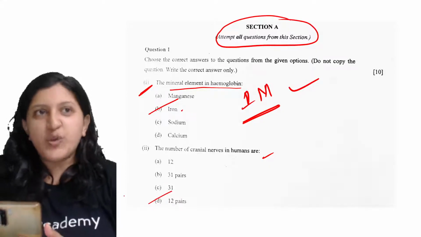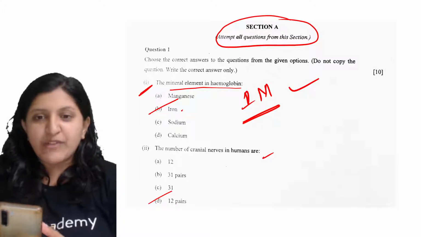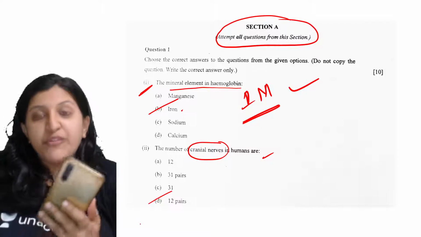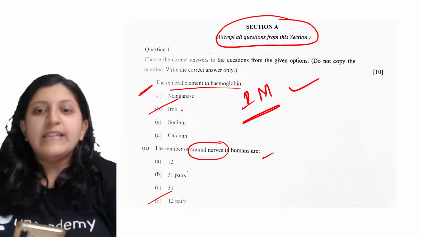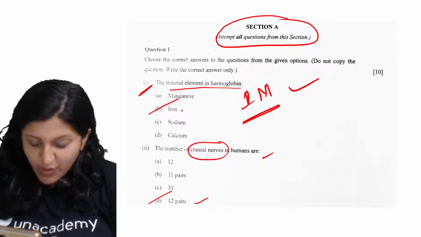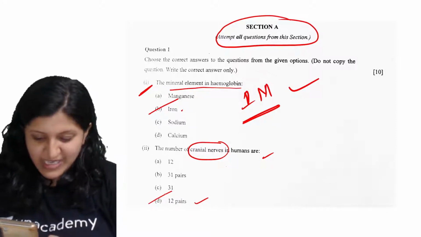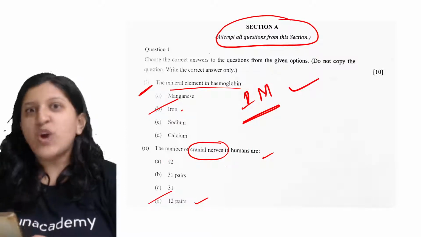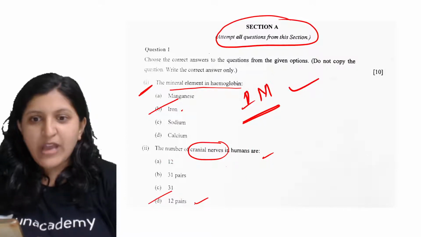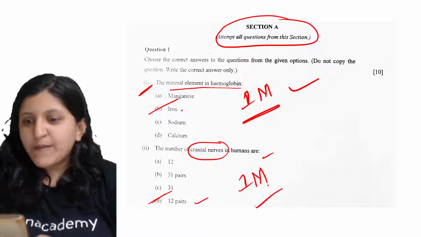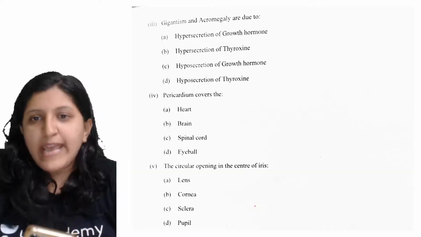So it is not 12, it is 12 pairs you can find. Since they are asking about a cranial nerve, it is 12 pairs. If they had asked about a spinal one, then in that case it would be 31 pairs. So now this is the correct one. Shaurya has written A as the answer. So this one is the wrong one. A, it is not 12 only, it is 12 pairs. Those who have given the answer as D, you are getting 1 mark here. Okay, so moving on to the next one.